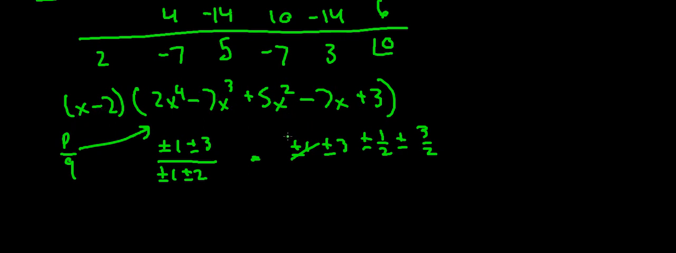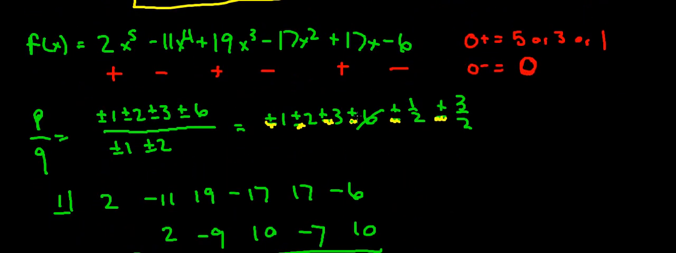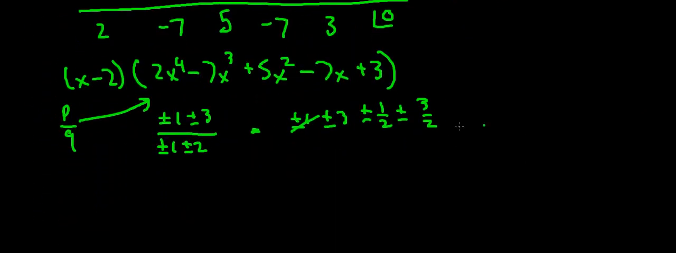And yes, in some cases it will eliminate a lot. In this case, it would have only eliminated 6. We would have done 6 and found out that it was not a factor. But anyways, let's continue with our new set of numbers. So we found out that 2 was a zero. So now we're left with 3, plus and minus 1/2, but we know that there are no minuses because of Descartes' rule of signs. So we have to test 3, 1/2, and 3 over 2. So let's test 3.